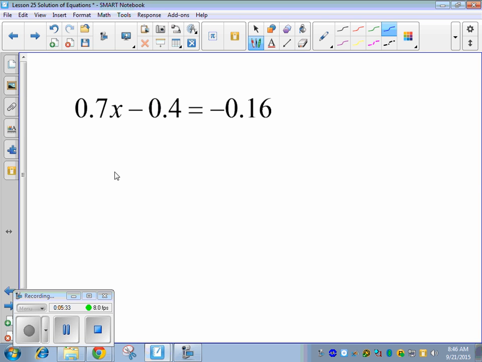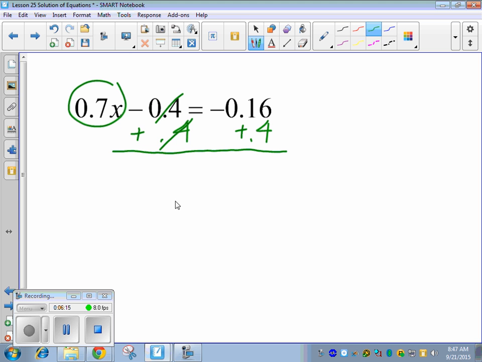One more of these guys, 0.7x minus 0.4 equals negative 0.16. All right, Nick in the back, what's my first step for this one? Add 0.4, yeah, because I want to get this part all by itself. So I'm going to add 0.4 to both sides of my equation, plus 0.4. These go away, which is what I wanted. I'm going to get 0.7x equals, what's negative 0.16 plus 0.4?